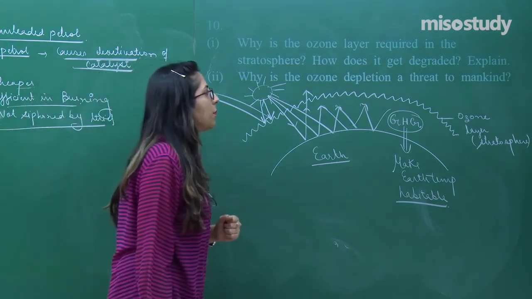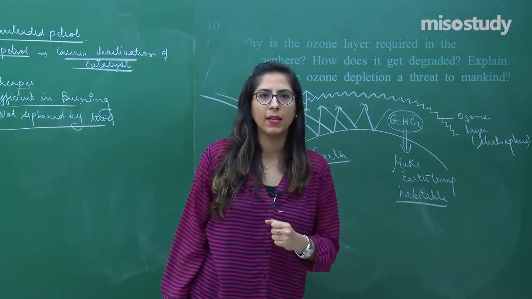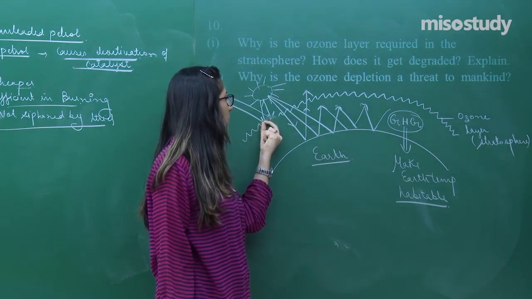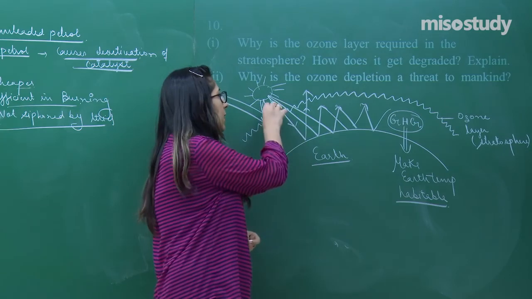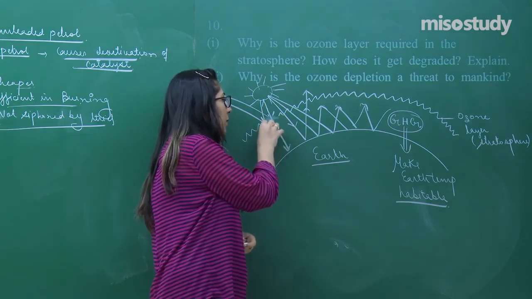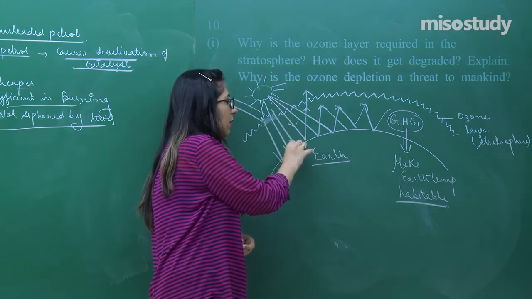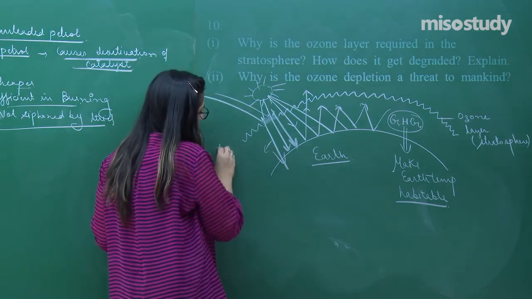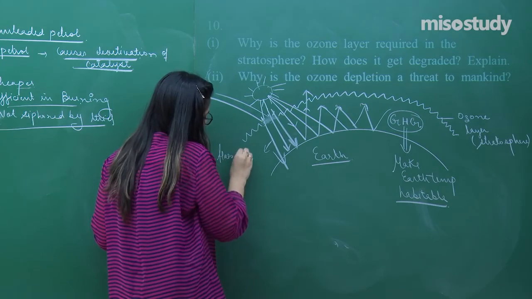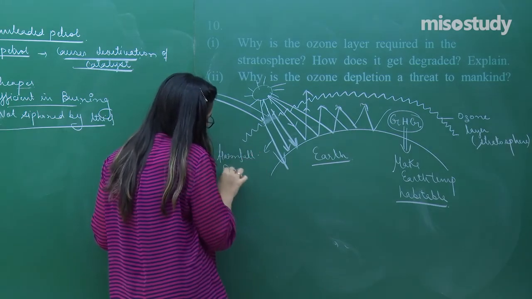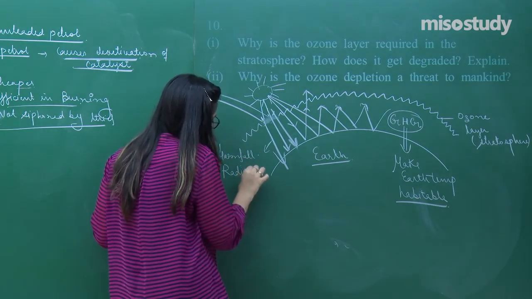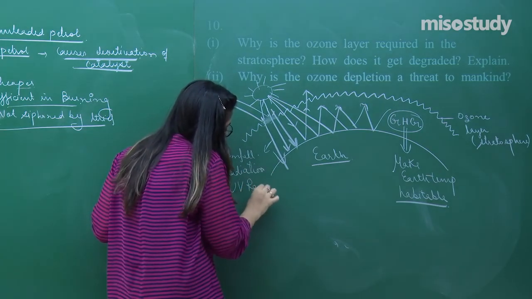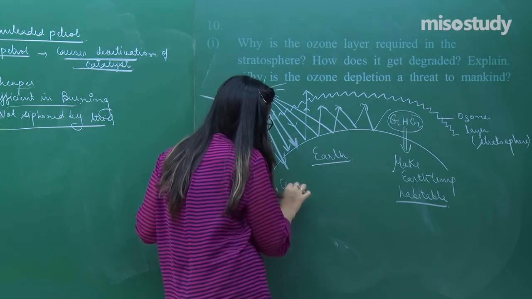Why is ozone depletion a threat to mankind? If suppose an ozone hole happens over this region, these harmful radiations will be able to penetrate onto the earth's surface. What are these? Harmful radiation, that means UV rays, that means ultraviolet rays.